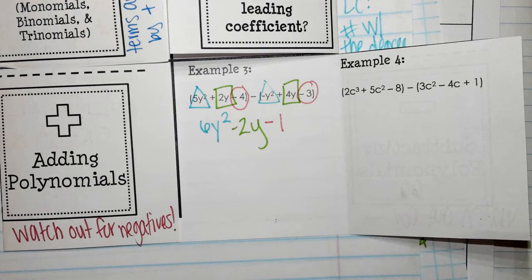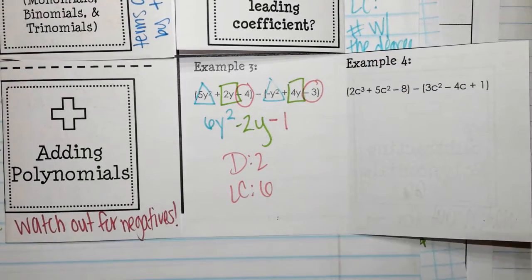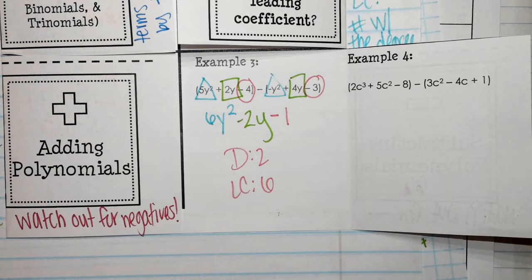Alright, what's the degree? 2. What's the leading coefficient? And what kind of polynomial is it? Trinomial. Thank you. I'm up to 2 now. Don't say point. You take a point, you lose a point. Okay. What does that make?